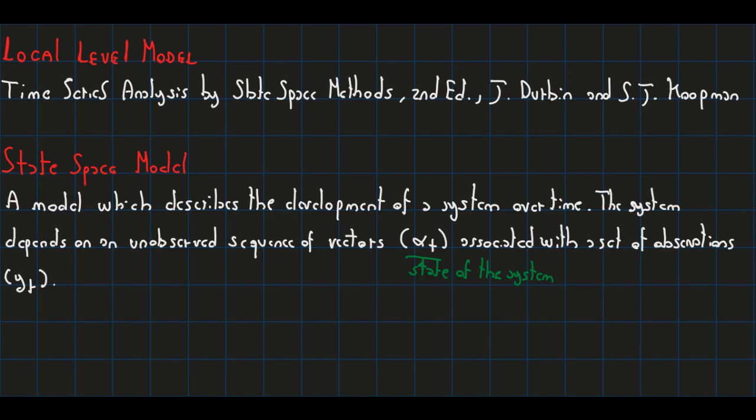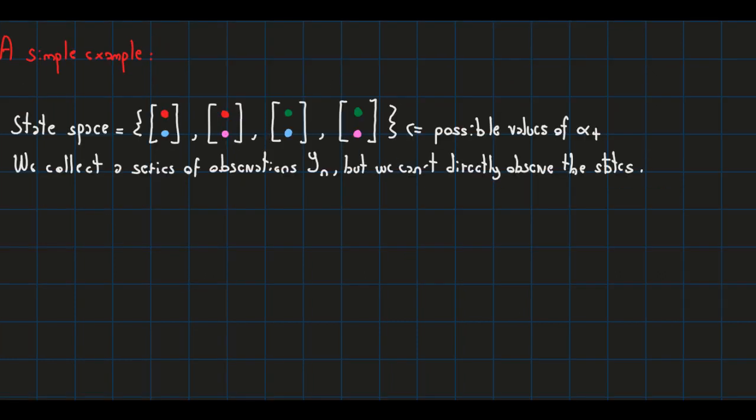First of all, I want to define what a state space model is. A state space model is a model which describes the development of a system over time. The system in question depends on an unobserved sequence of vectors, we call them state vectors, alpha t, associated with a set of observations, yt. This may seem complicated, but it's really easy, and I'll show you with an example.